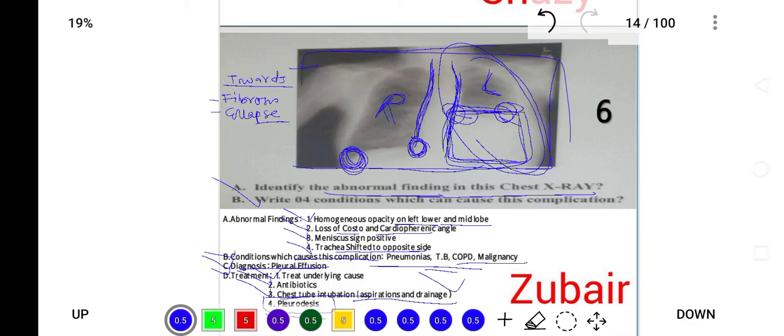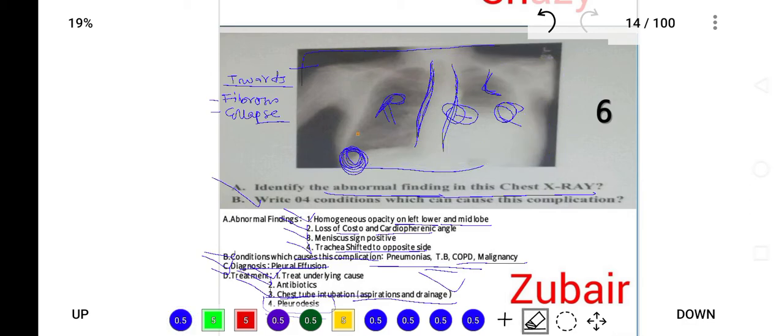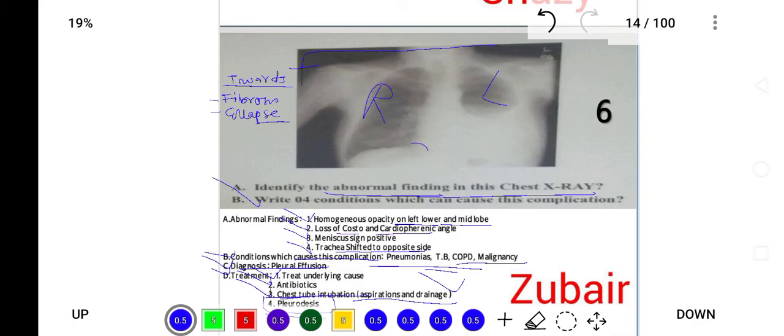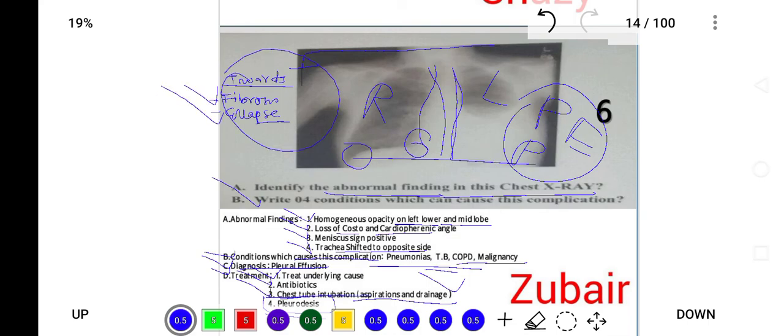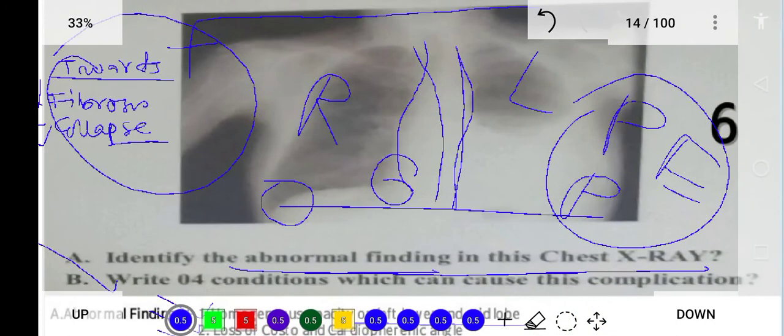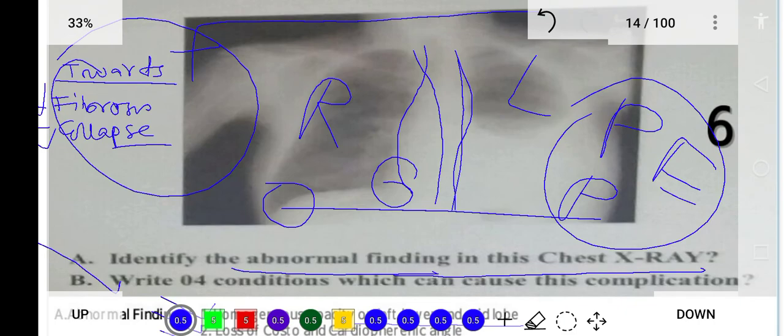So in this way we can interpret an x-ray of the chest by looking at which side of the lung is affected. By labeling right and left, we have to look at the cardiophrenic and costophrenic angle and the position of the trachea, which is shifted opposite in pleural effusion and pneumothorax, while the trachea is shifted toward the diseased lung in pulmonary fibrosis and collapse. So in this way we can figure out the disease, and we can estimate the diagnosis from the x-ray of the patient.